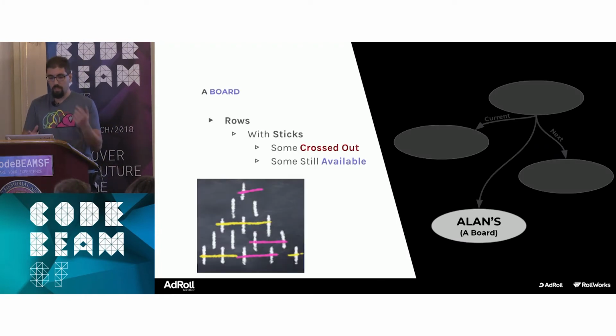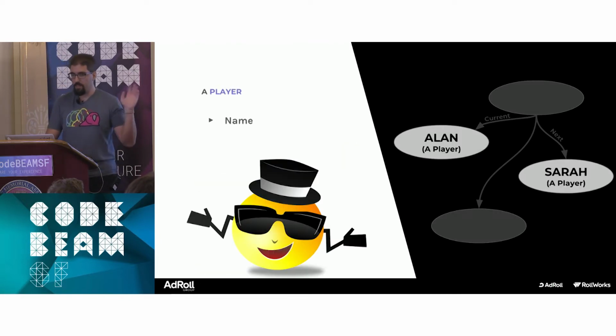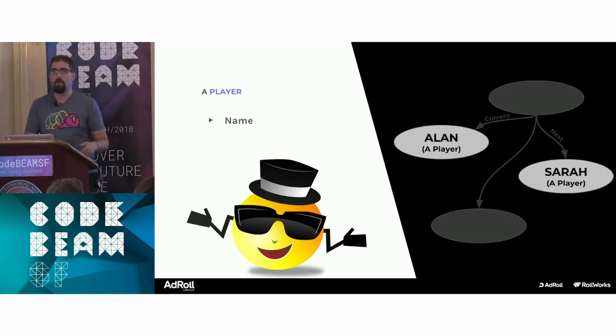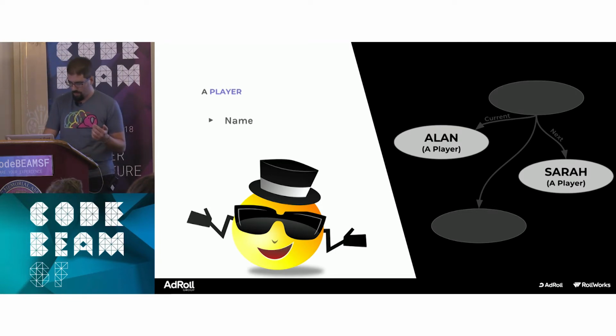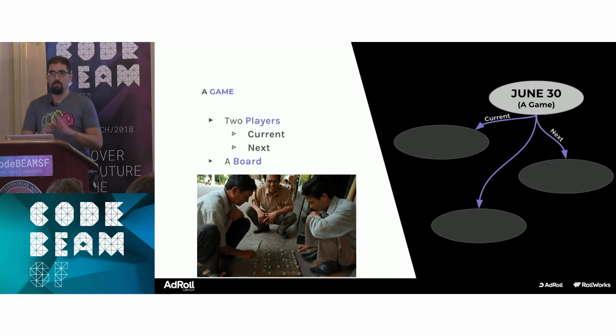So the board is basically a group of rows. Each row has sticks. Some of them are crossed. Some of them are not crossed. Done. Player is easy. It's just the name. We don't need more information. Maybe in real life you do, but over here it's just the name. Doesn't matter. And the game is just the set of all those properties, right?